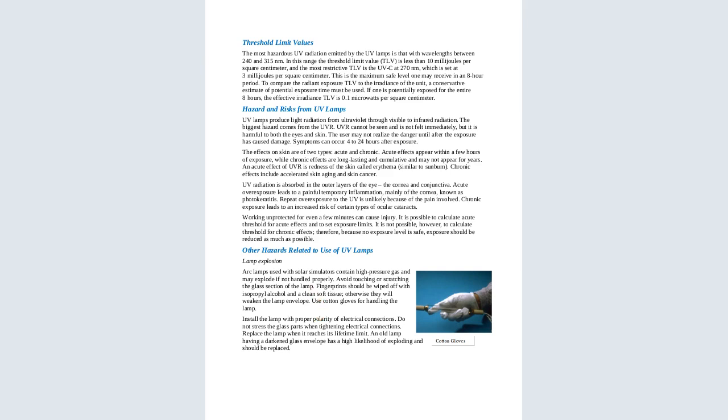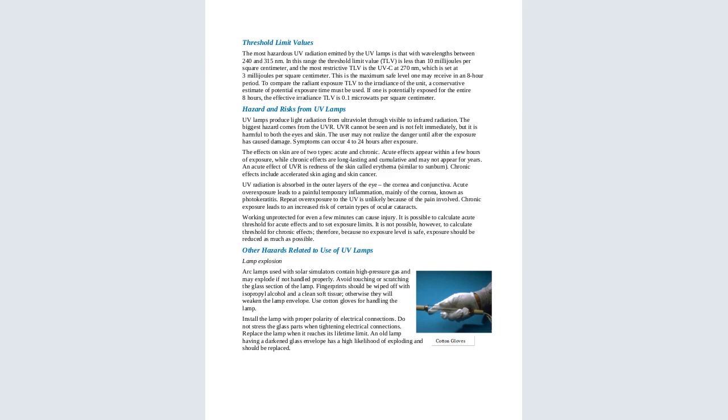We also have hazard risks from the UV lamps. We have talked about the lamps that are able to emit ultraviolet rays. The UV lamp produces radiation from the ultraviolet through the visible to the infrared. The biggest hazard comes from the UVR, because UVR cannot be seen and is not felt immediately, but it is harmful to both the eyes and the skin. So the user may not realize the danger until after the exposure has caused damage.